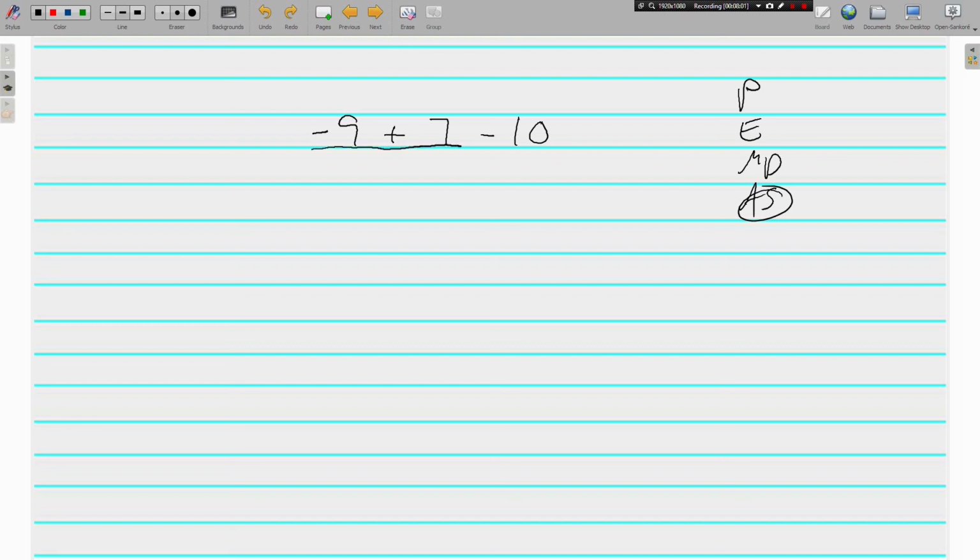Right here we have negative 9 plus 7. The signs are different, so we subtract. 9 minus 7 is 2. And the 9 is a stronger number than the 7, so it's negative 2. Then we still have the minus 10. Now, negative 2 and negative 10, those are the same signs, so we add. 2 plus 10 is 12. We add and keep the sign. 2 negatives and 10 negatives are 12 negatives. Negative 12 would be our answer.